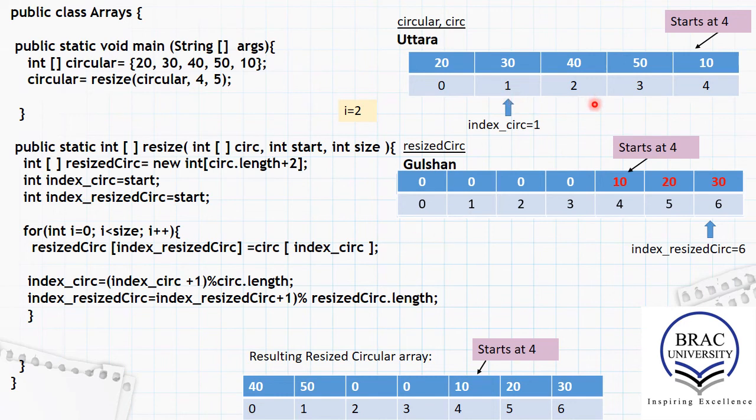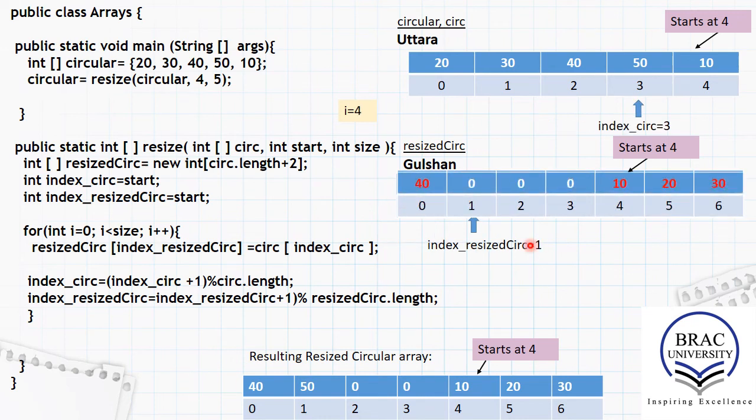And when this increases, it will increase to 2. And then this is being modded with the value 5, so 2 mod 5 will still be 2. So this will increment to 2 and this will become 0. And then 40 will be copied over here. Next, it has incremented to the value 3 and this has incremented to the value 1. So 50 will be copied.